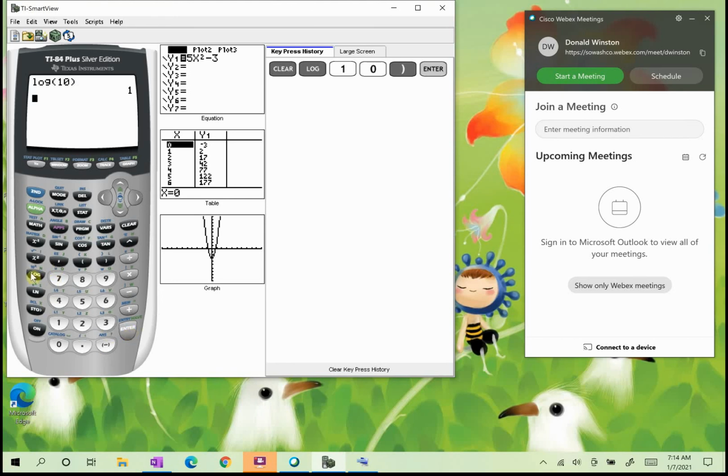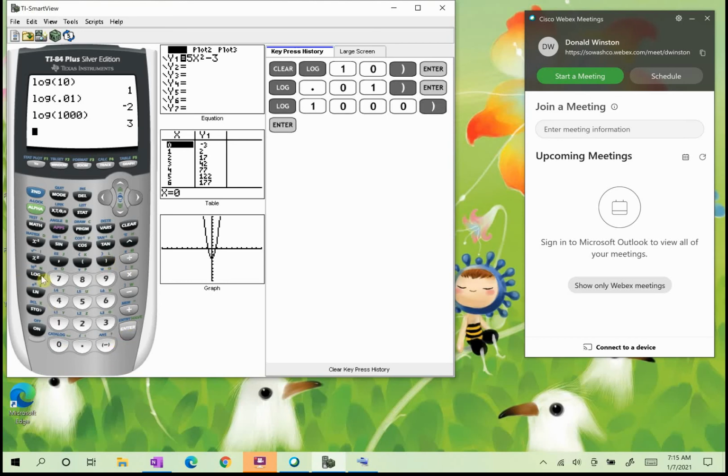If I said log base 10 of 0.01, which is 1 over 100, well, that should be negative 2, because 10 raised to the negative 2 is 1 over 10 squared, which is 1 over 100, and so that should be 0.01. So that should be negative 2. And again, if I said, what's log base 10 of 1,000? That should be 3, because 10 to the third is 1,000. All right, so your calculator has a common log right there.